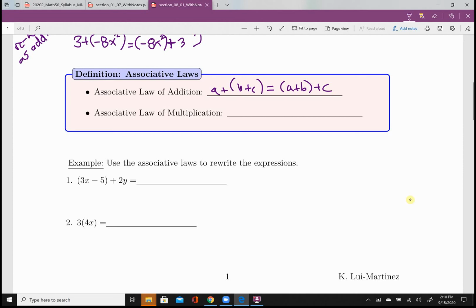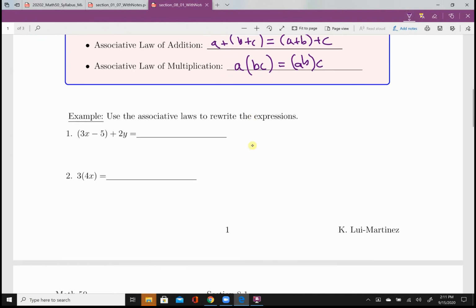Same is true for multiplication. So let's have A outside of a BC multiplication situation. The associativity of the operation of multiplication dictates that you can multiply A and B first and then multiply by C after the fact. Let me go ahead and erase that dot right there. Cool. Let's go ahead and put it into practice.